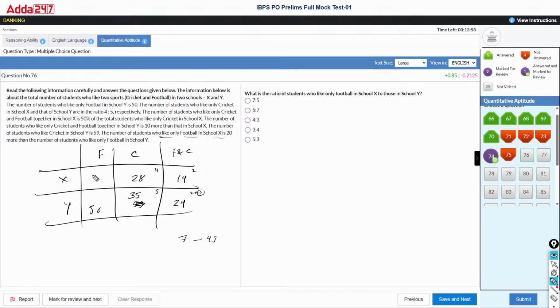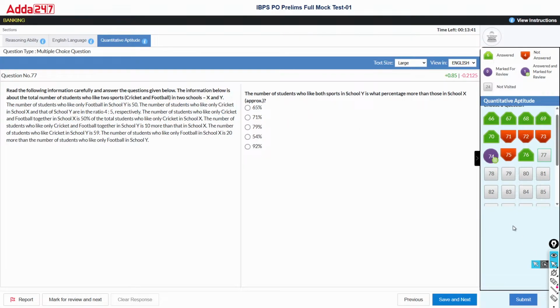of students who like only football in Y, 20 more. So 70. Okay. The ratio of the number of students who like only football in school X to those in school Y is 5 to 7.